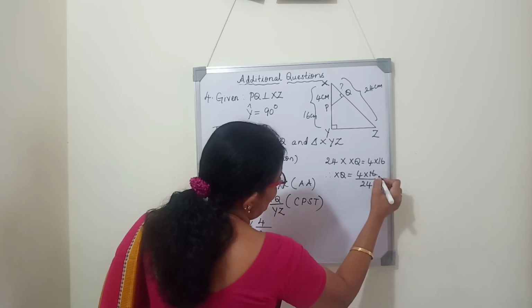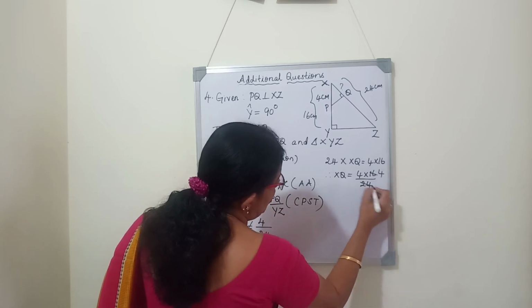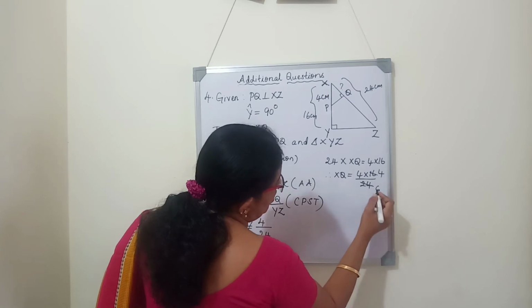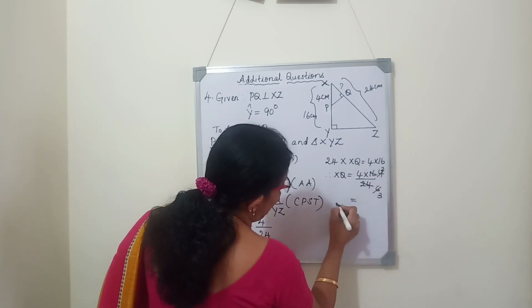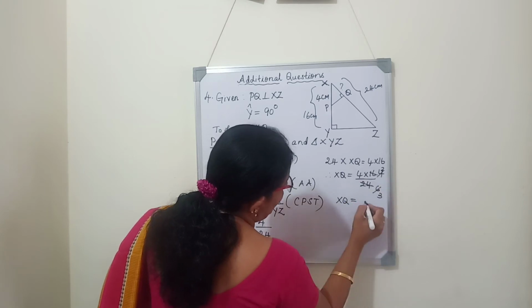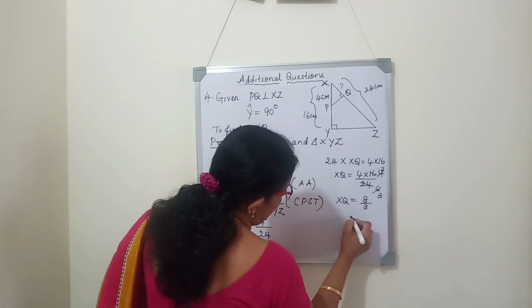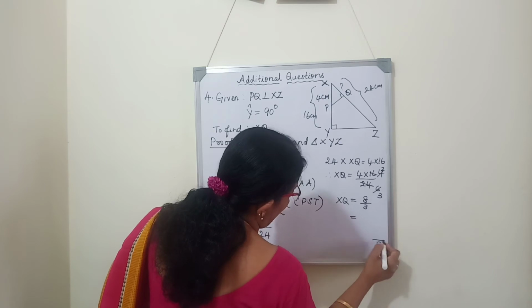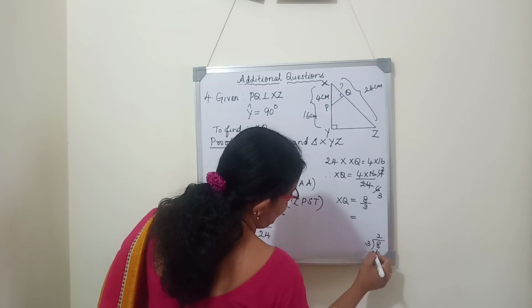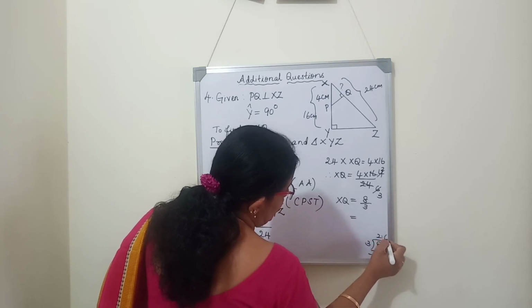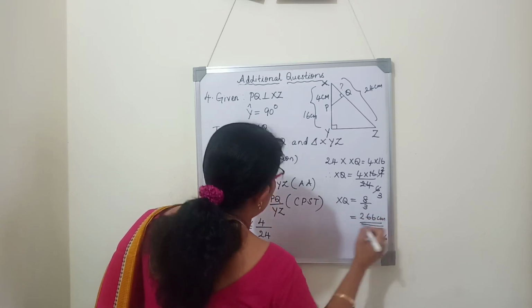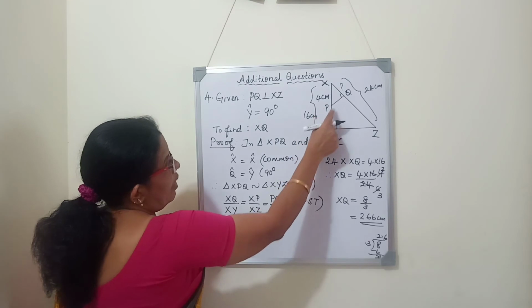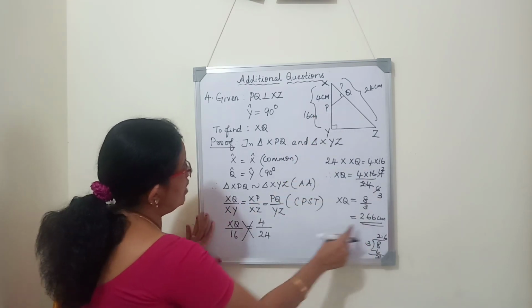If we cancel, 4 4s are 16, 4 6s are 24. Again 2 2s are 4, 2 3s are 6. So we will get XQ equals 8 by 3. So 8 by 3 we can divide, 8 divided by 3, 2.66 centimeter. So XQ is equal to 2.6 centimeter.